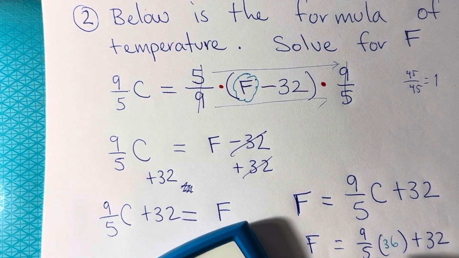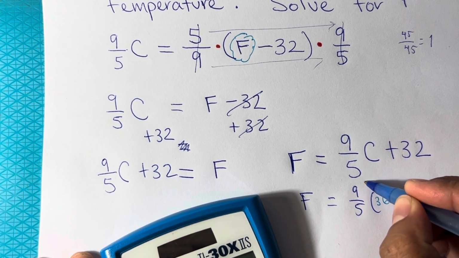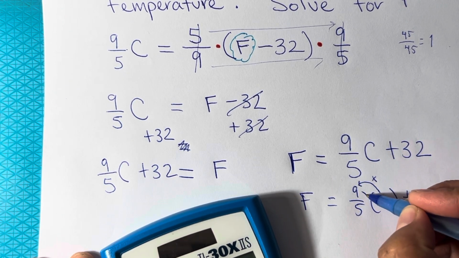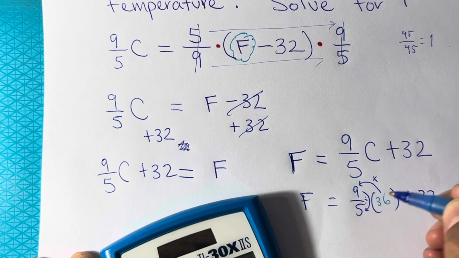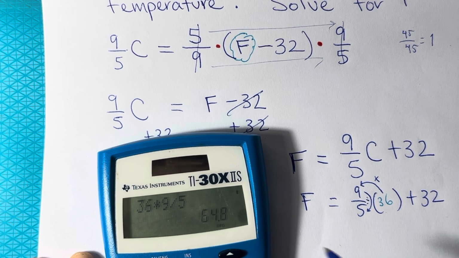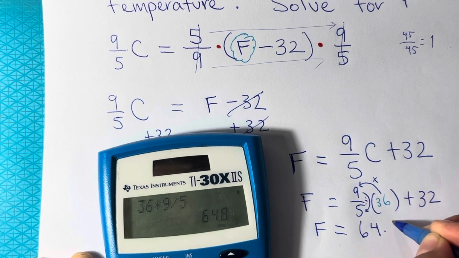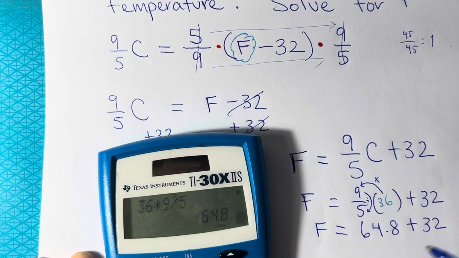When we're multiplying a fraction times a whole number, I just say do it all at once. Multiply by the numerator and divide by the denominator. So 36 times 9 and then divided by 5 equals 64.8. So Fahrenheit equals 64.8 plus 32. I add 64.8 plus 32 equals.